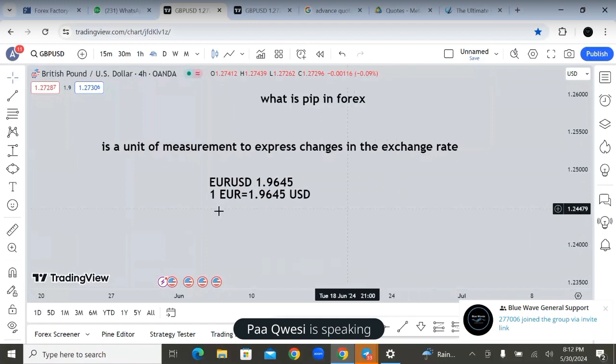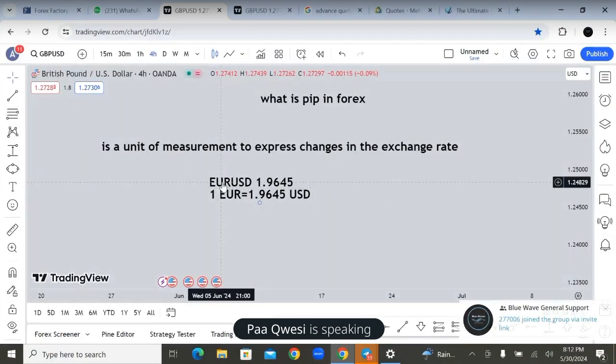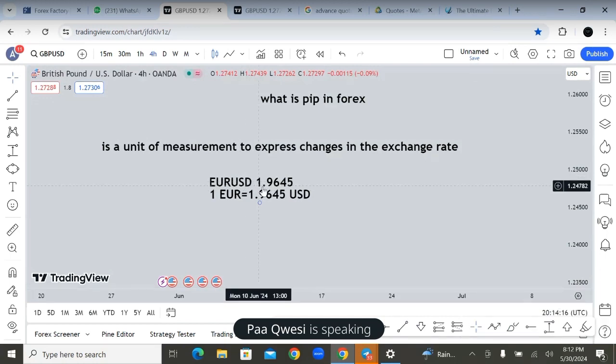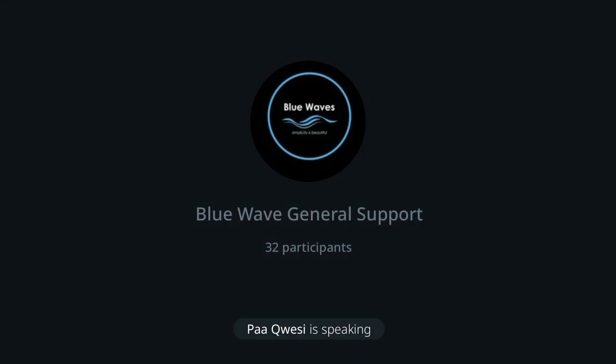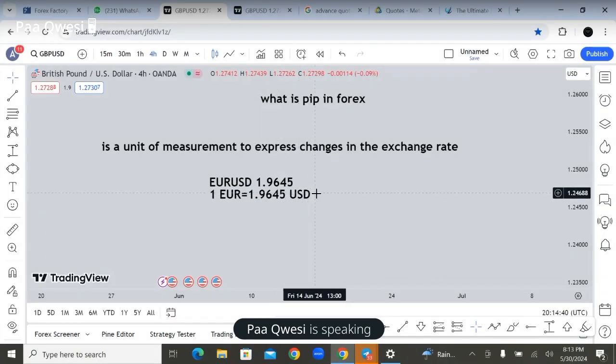So if you have an instrument, or a currency pair like EUR/USD, maybe they have quoted it like 1.9645. It simply means what? Before you get yourself 1 euro, you need to get $1.9645. Or if you have 1 euro, you'll be able to get $1.9645. Okay, so this is the exchange rate.